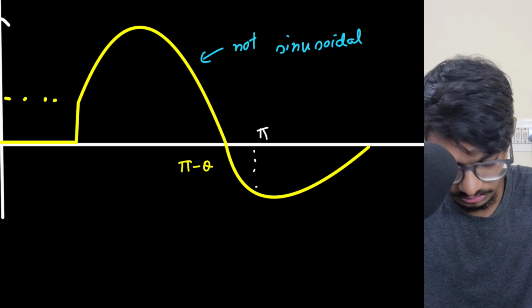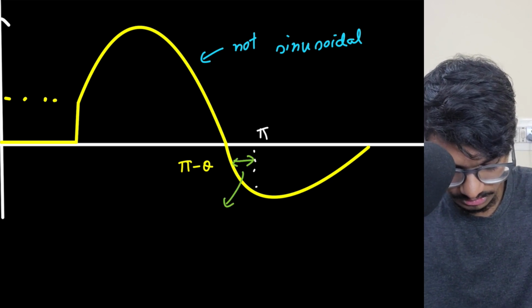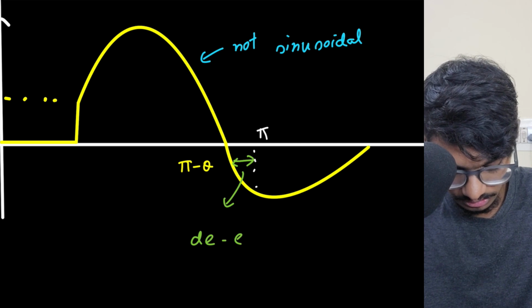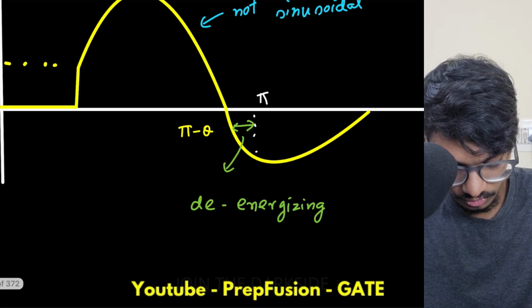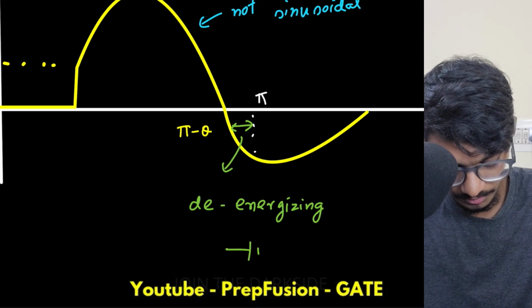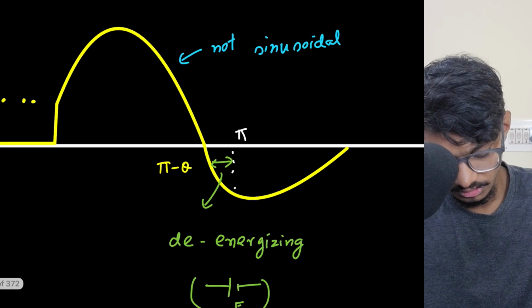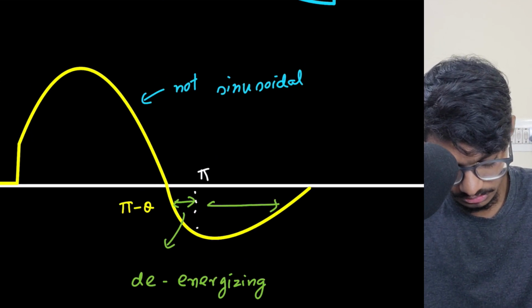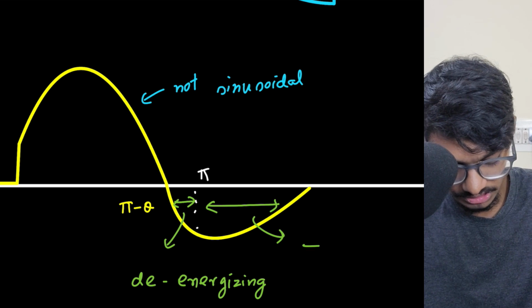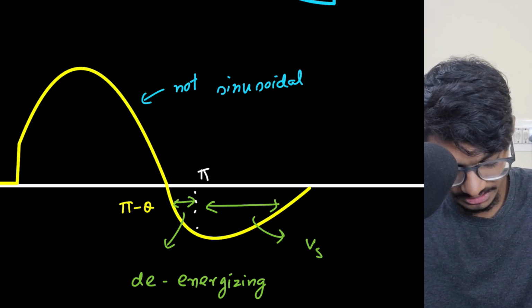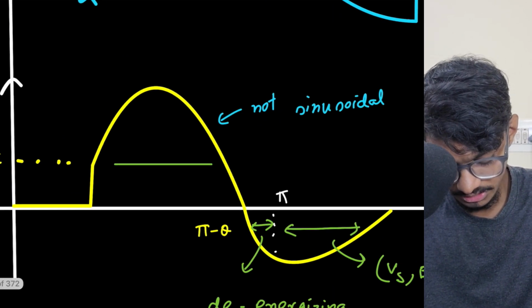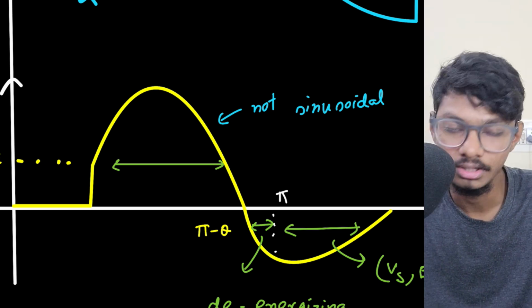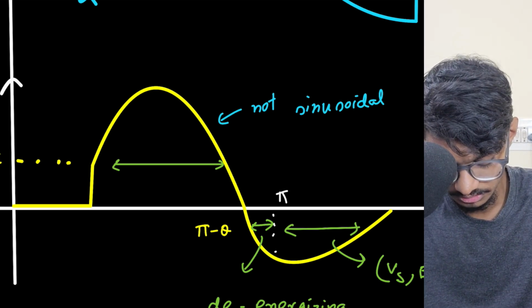So in this region my inductor is de-energizing through the battery, through E. And here in this region it is de-energizing through the supply Vs and E both. And in this particular region it is energizing, because Is is always positive and VL is also positive, so it is energizing.